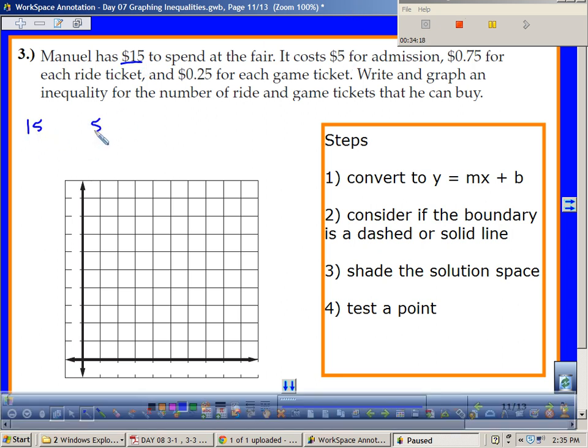It's $5 for admission. This is what he's spending at the fair: $5 plus 25 cents for each game plus 75 cents for each ride. And all of that has to be less than, well, the sign is greater than or equal, but I like to look at it like this. If I'm looking at this side, all this stuff has to be less than 15. Or 15 has to be greater than all of this. Right?